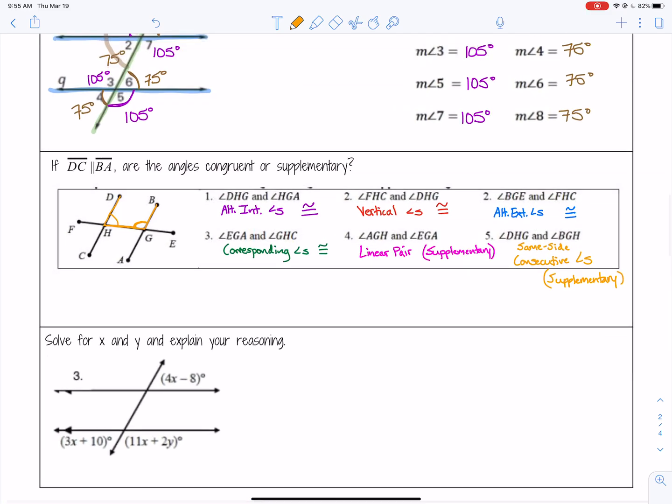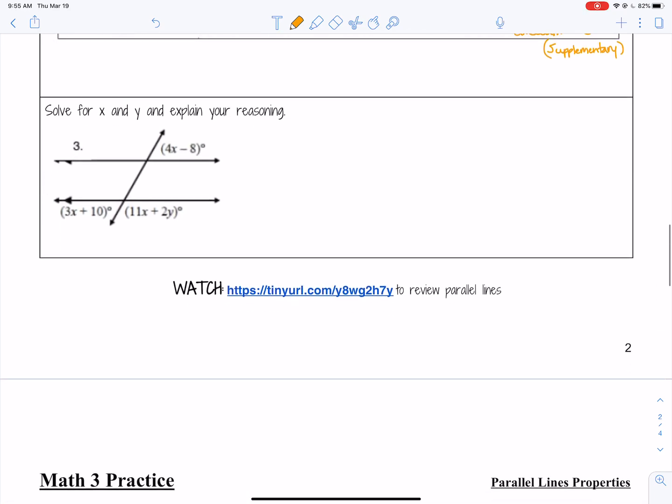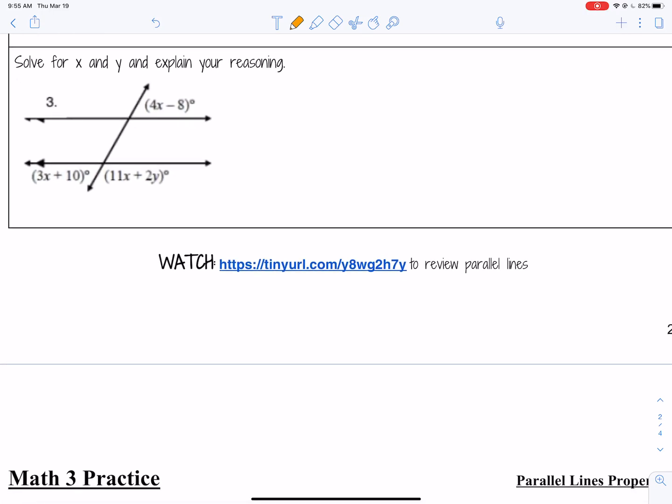All right. So let's move along to the next example, our last one. We're going to solve for x and y and explain our reasoning. So we have these angles. There's a couple ways you could go about this. I am just going to show you one of those ways, but you could certainly do this in some other ways. So let's start with these two. If I pick out these two angles, I notice that those are alternate exterior angles.